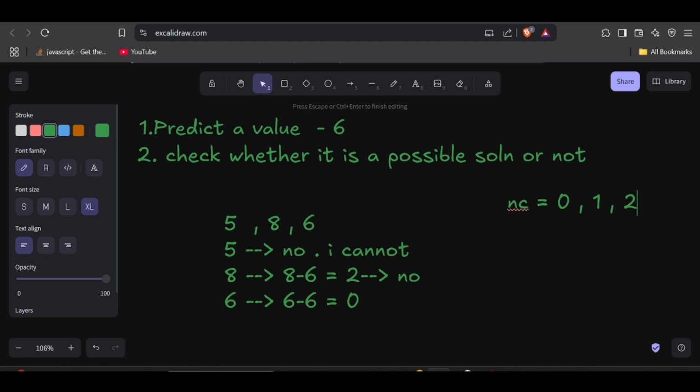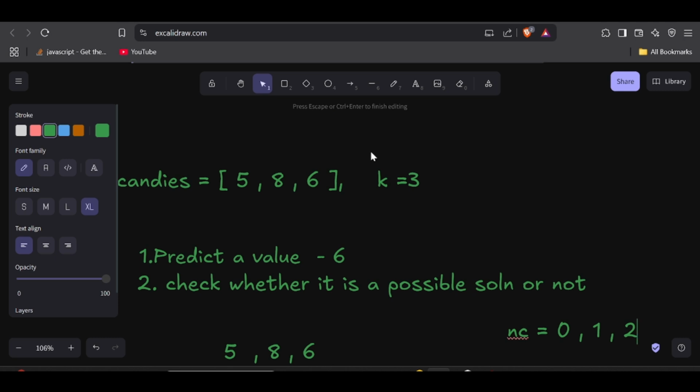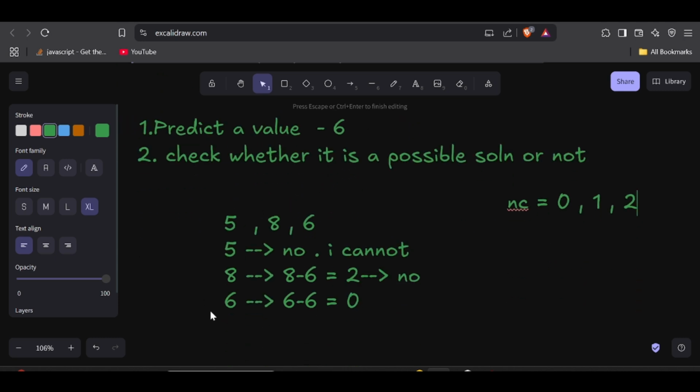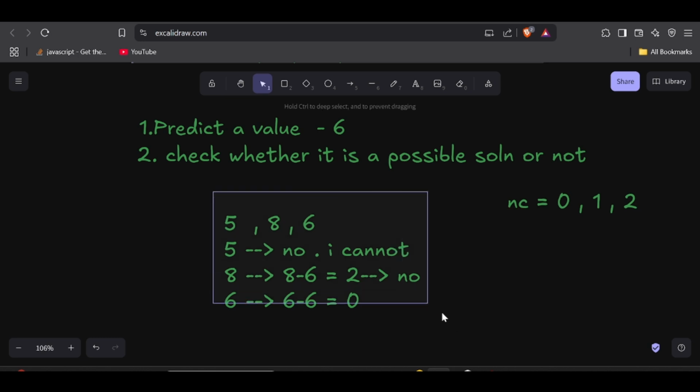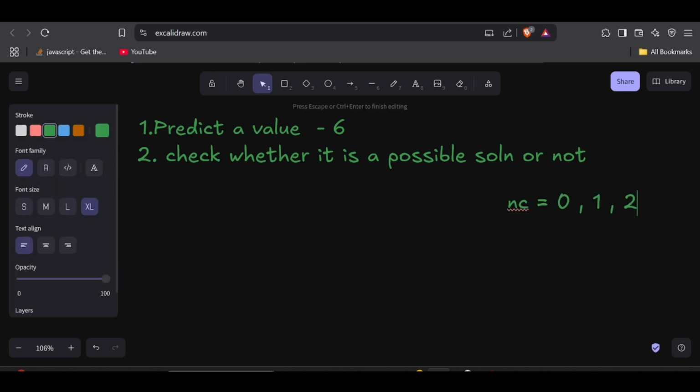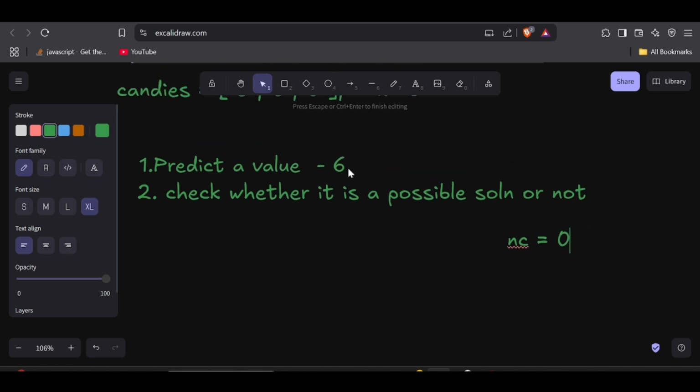So is 2 greater than or equal to k? No, it is not. That is why 6 cannot be my possible solution. I will take one more example to make it clear. Let's do it again. My number of children is 0. This time, I will be taking the value to be 2.